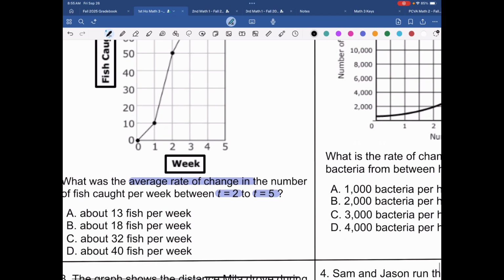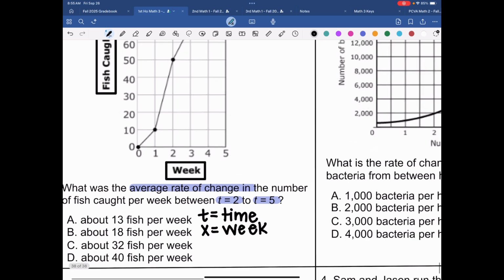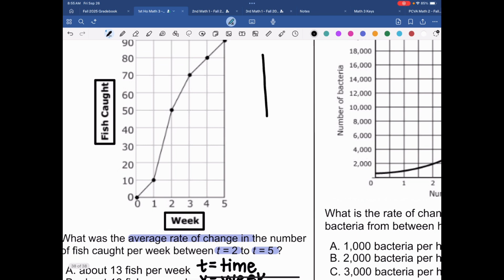So this says t. One thing I want you to remember is that t most of the time in math means time. And so my time in this particular problem is the week. So what we're going to do is create our own table of x and y values, and those x and y values are going to represent the weeks and the fish caught.